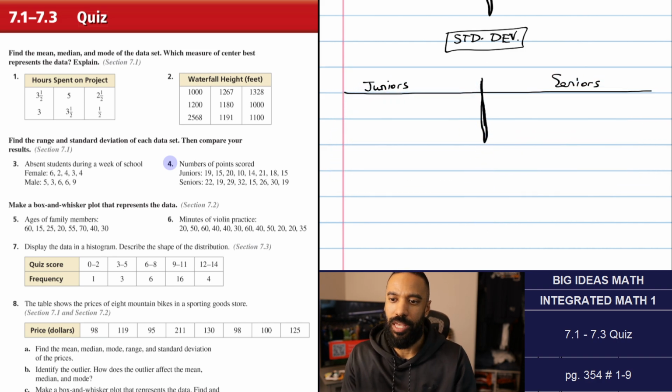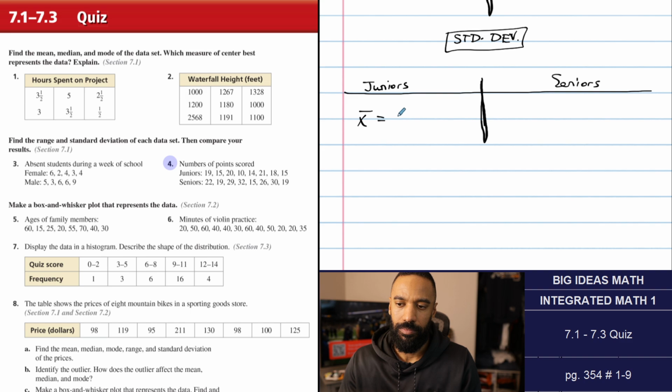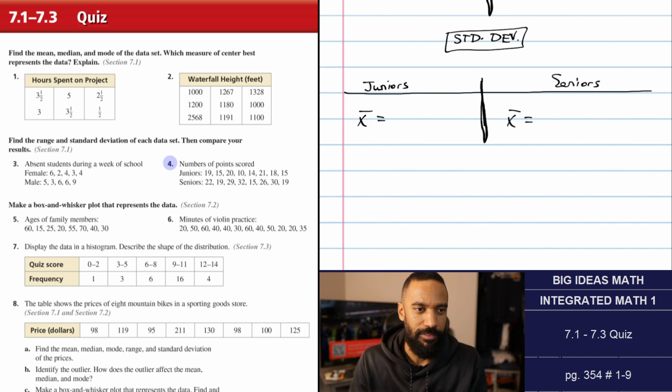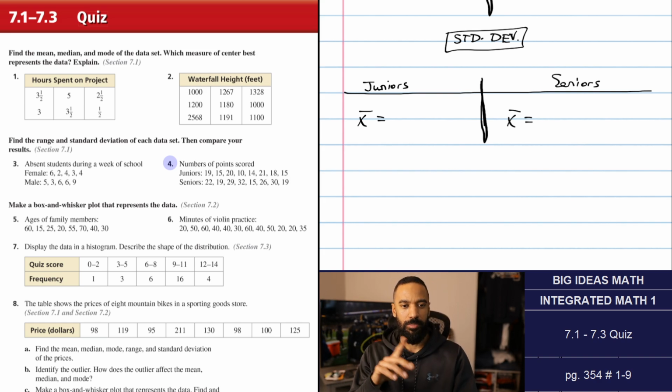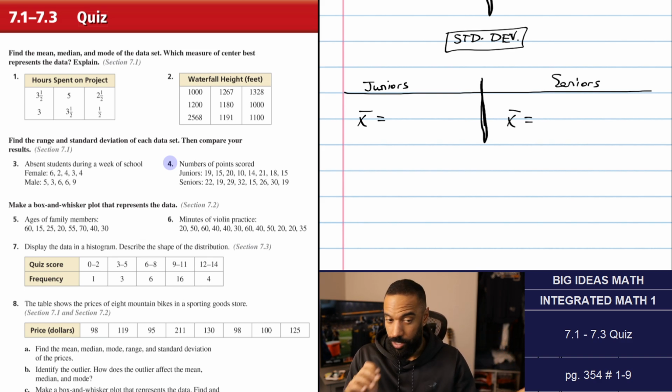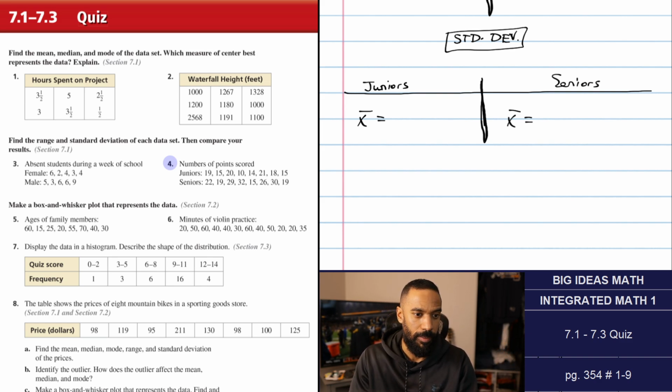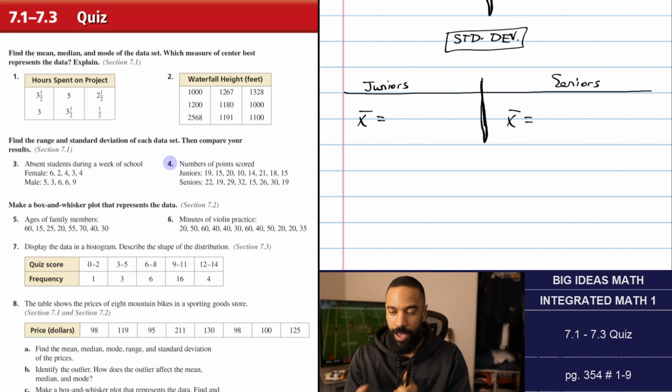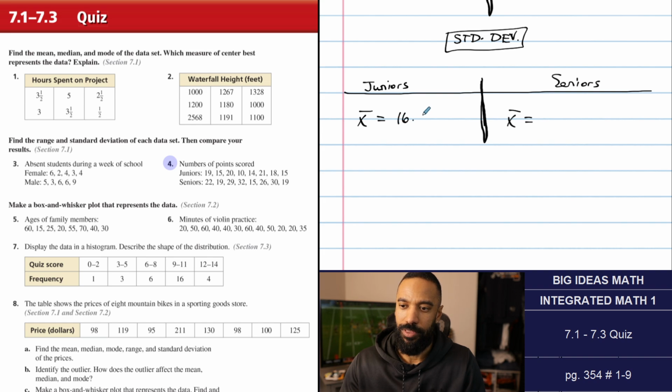I'm going to average them without showing work, if that's okay. There are 1, 2, 3, 4, 5, 6, 7, 8 values each. So let's see. Let me try this in my head. 19 plus 15 is 34. Plus 20 is 54. So 64, 78, 99, 117, 132. I don't know, 132 divided by 8. 16.5. So I'm going to write 16.5 for these guys.